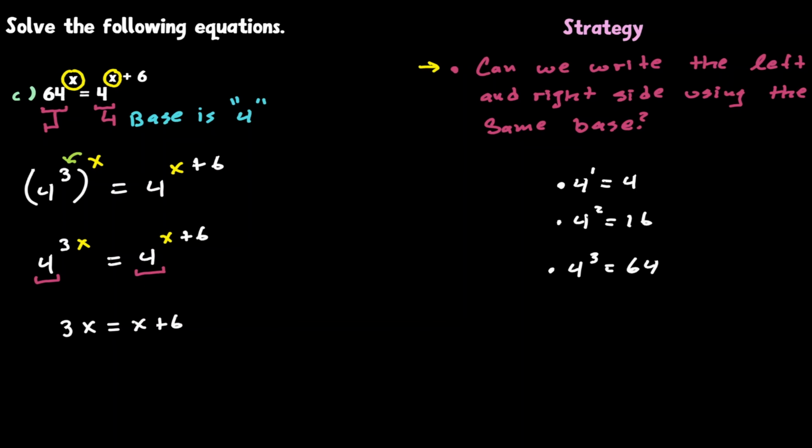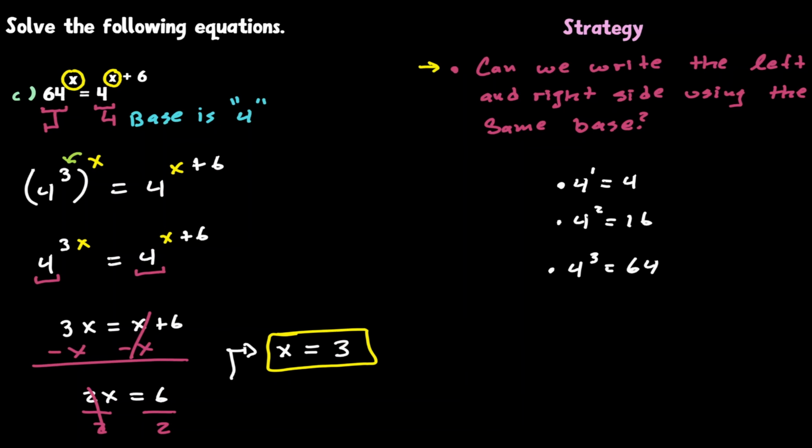And now we can solve this algebraically. Let's start by subtracting x from both sides. And let's divide by 2. So now we know that the solution is when x is equivalent to 3.